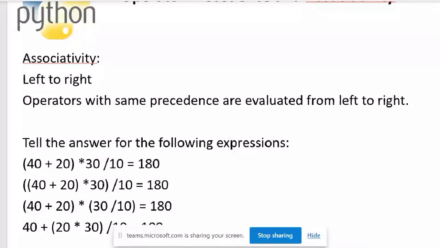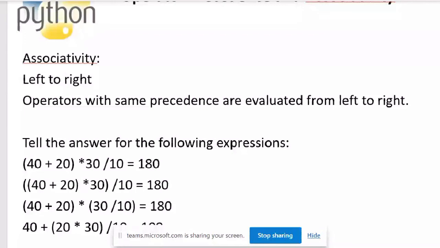So we got a parenthesis, right? Parenthesis is the one which is having the highest priority. So 40 plus 20 is first evaluated, so that is 60. Okay, 60, and then which is the one next getting evaluated? Star, obviously. So 60 times 30 means you will get 1800. Then divide with 10, which becomes 180.